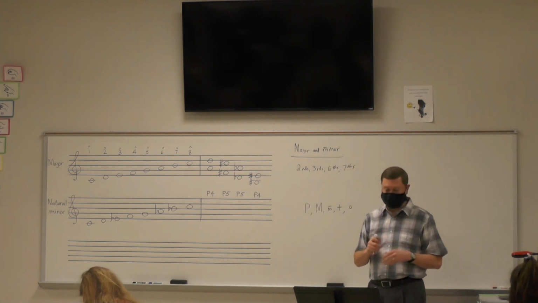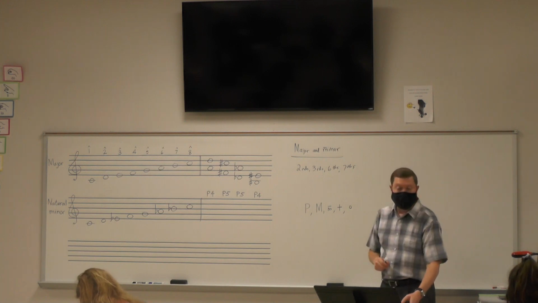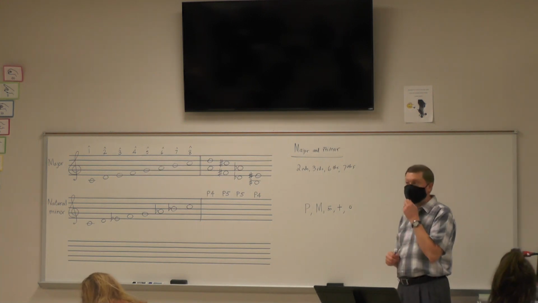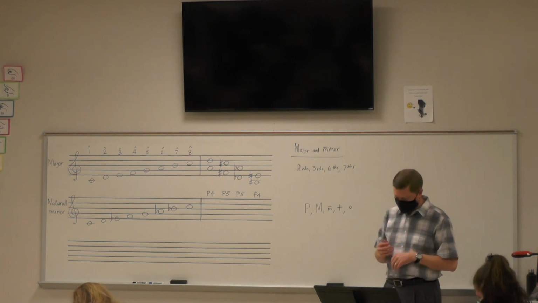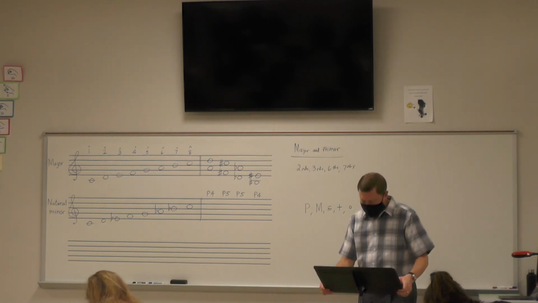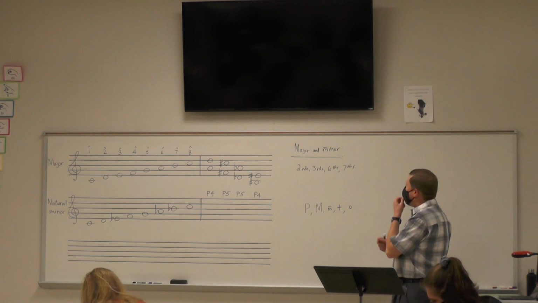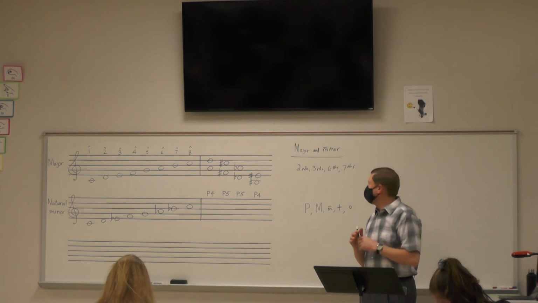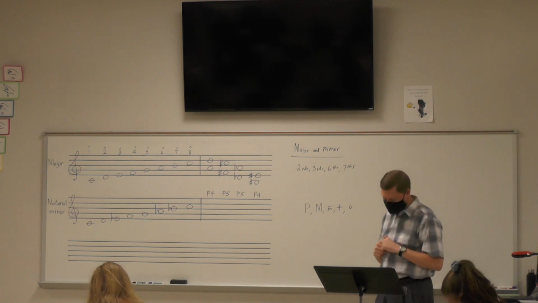So as I said before, seconds, thirds, sixths, and sevenths can never be called perfect. They must be called either major or minor. All right. Now, how do we know the precise size that these modifiers, major and minor, represent for these seconds, thirds, sixths, and sevenths?